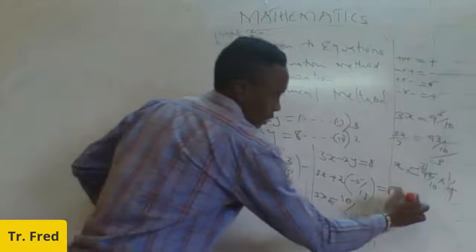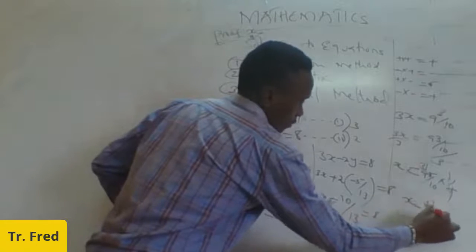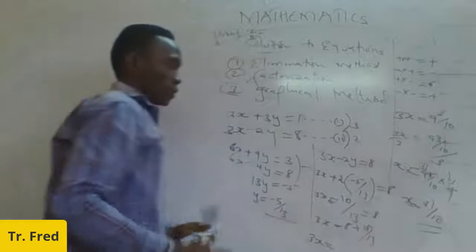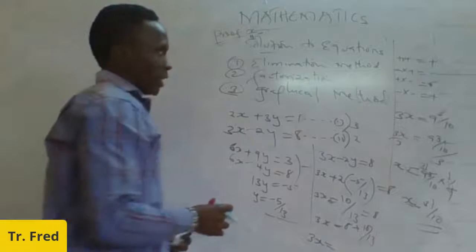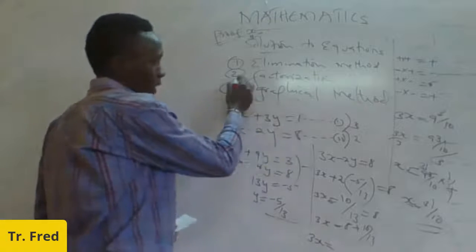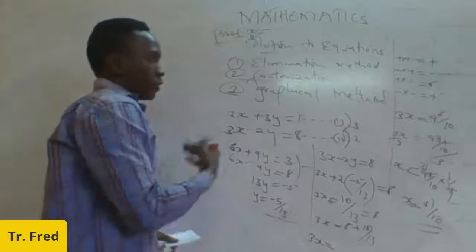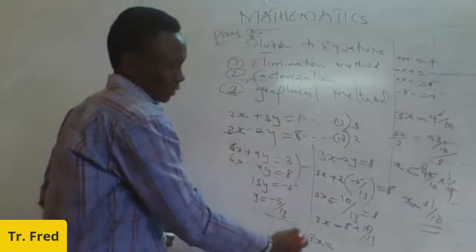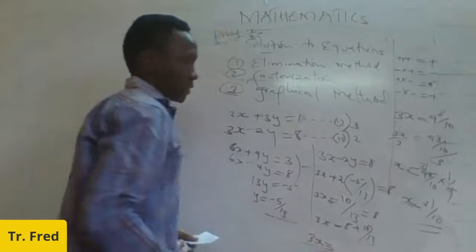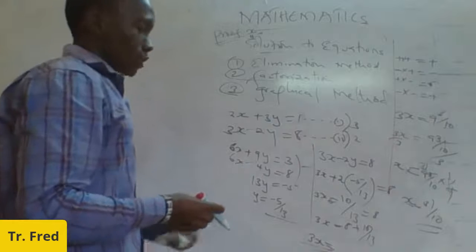So the value of x will be 31 out of 10. And this method is the one that we have said is known as the elimination method. There are several other methods. Some other times you are being told to factorize or use the graphical method. Whichever method you are being told to use, the answer should be the same, irrespective of the method used.